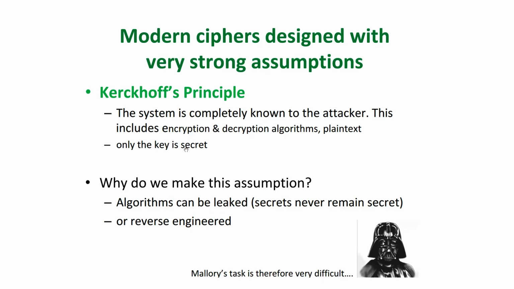Why exactly do we make such an assumption? We make these assumptions because it is very difficult to keep things secret, so we want to minimize the amount of information that is kept secret. For example, if we assume that the attacker does not know the encryption or decryption algorithm, and base our entire security on this assumption, it may be possible that attackers learn about this algorithm and how it functions, or are able to reverse engineer it.